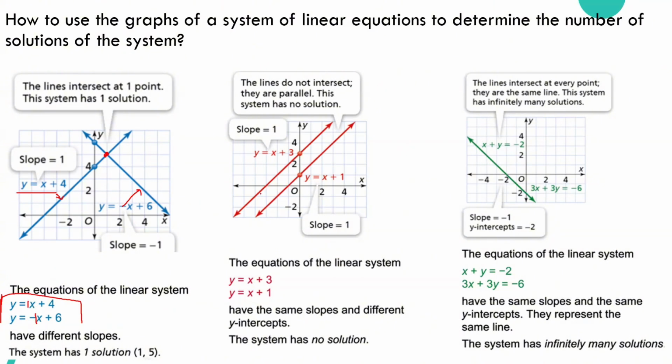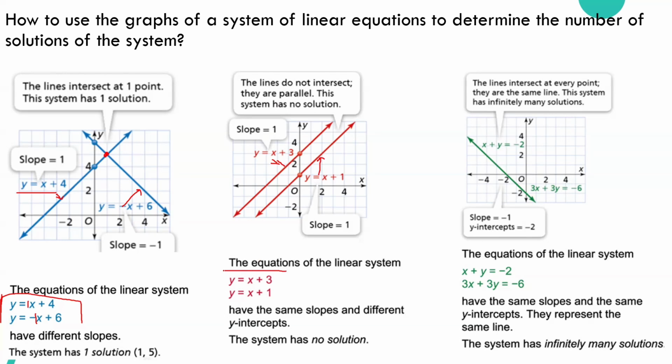Looking at our second graph, once the two lines are parallel, it means that the system has no solution. Parallel lines are lines that run in the same direction, but they never meet. If you should extend these two lines here, they will never cross each other at any given time. Therefore, this system has no solution because the lines are parallel. This equation represents this line here, and this equation represents this line.